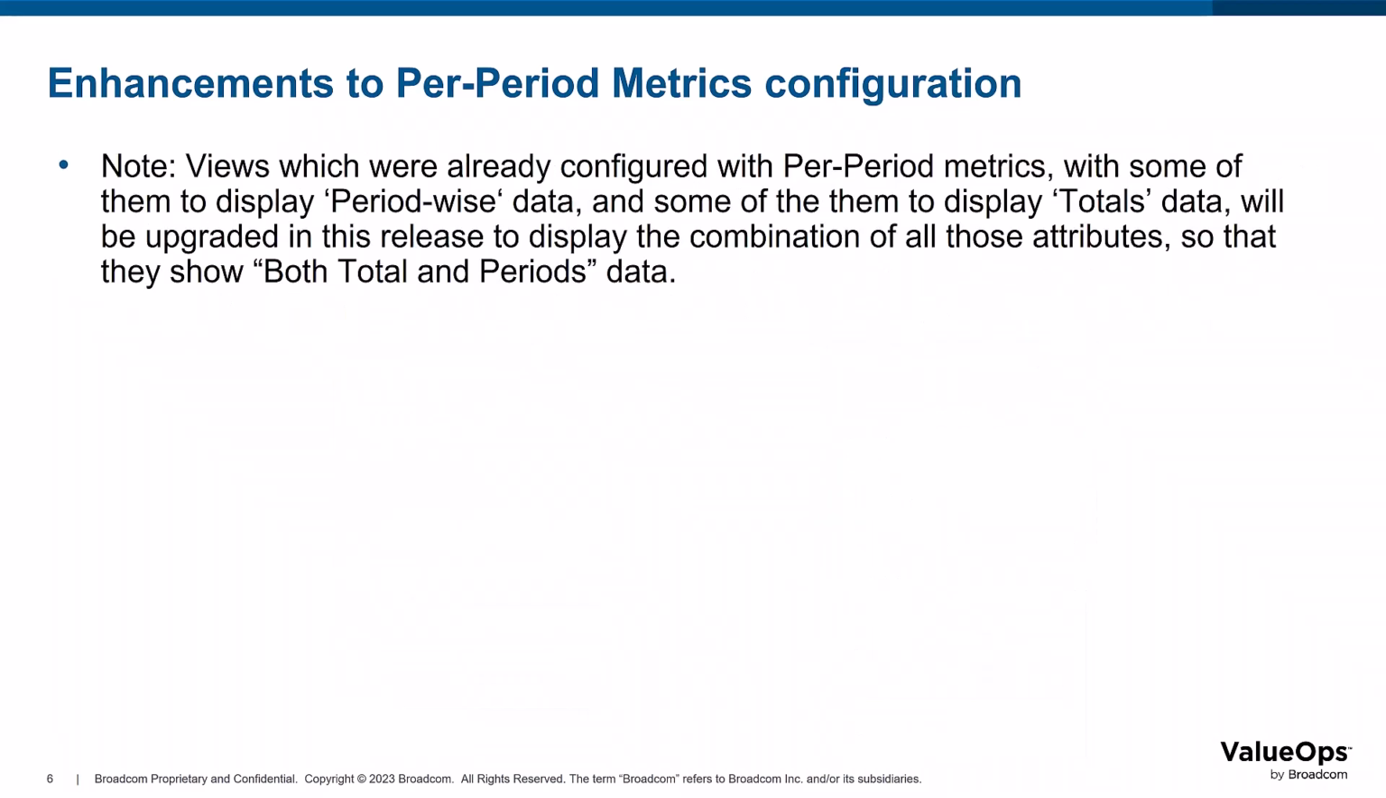And a note here, views which were already configured with per period metrics, with some of them to display period-wise data and some of them to display totals data, will now be upgraded in this release to display the combination of all those attributes so that they show both total and periods data for those attributes.